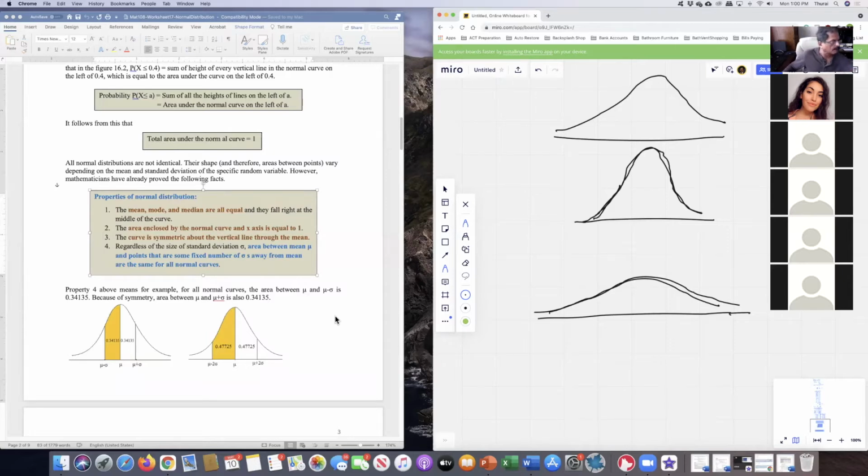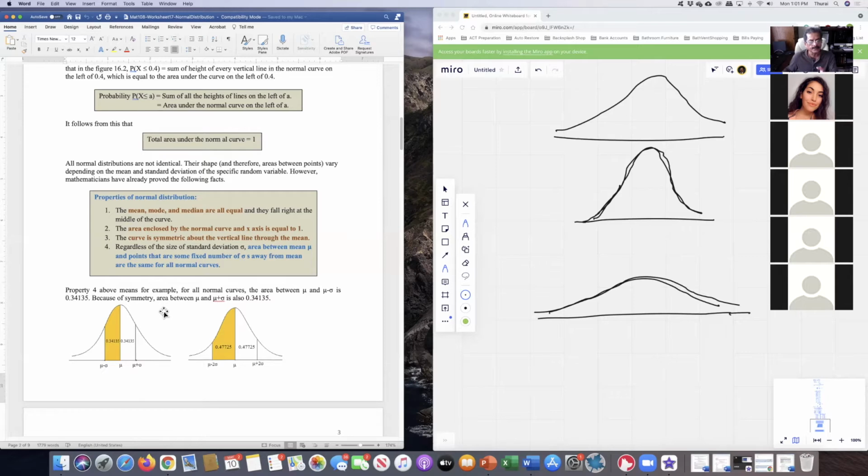If you have the standard deviation, then the statisticians have already worked out the numbers, the area under the curve from any number to any other number. And so here are some of those numbers I'm going to describe. The area under the normal curve between mu and mu minus sigma is equal to this. It's already calculated. So no matter what the sigma is, between mu and 1 sigma lower than mu, it's always this much area, 0.34135.